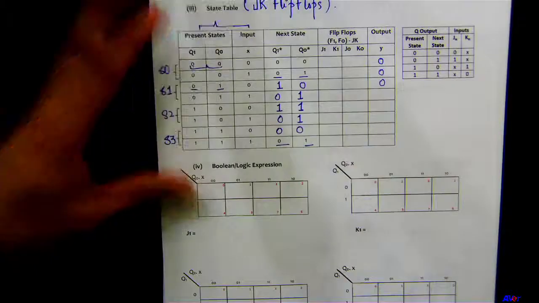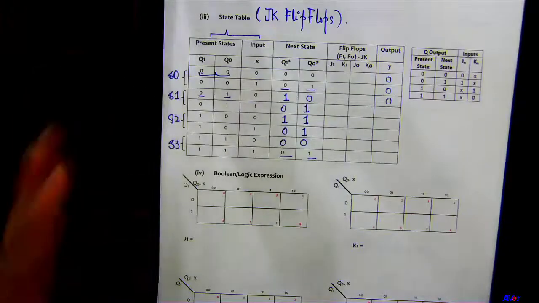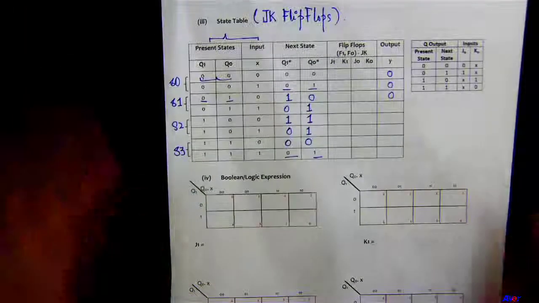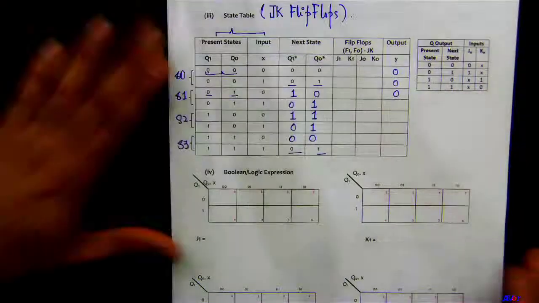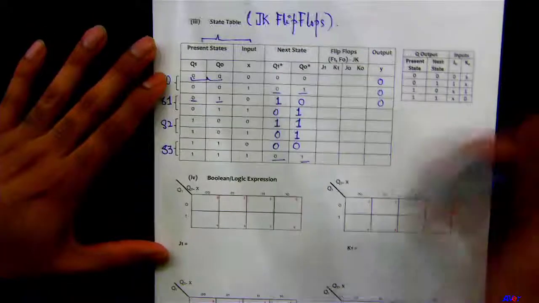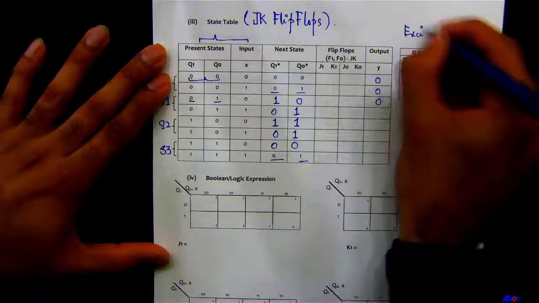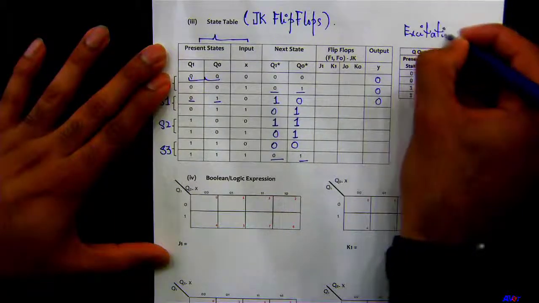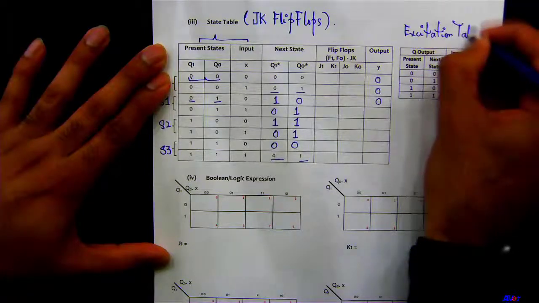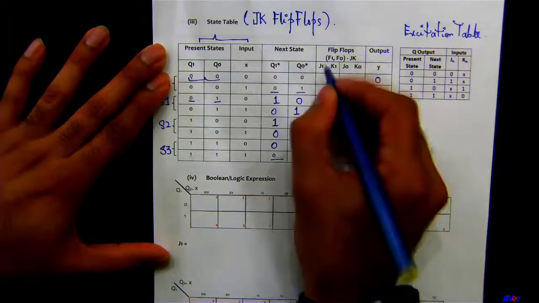Does the state table look okay? The next states, everybody agrees? Alright, let's move on to the JK. Now these 2 columns we need to fill. Again, we have the excitation table here. This will be given. We're going to start off with J1, K1.